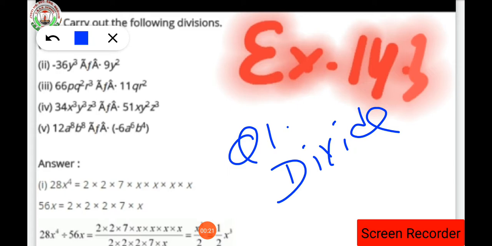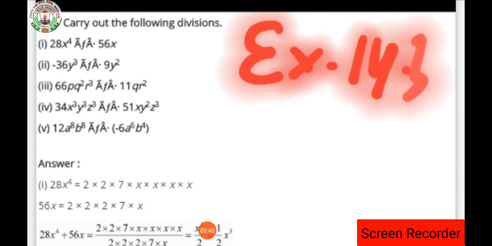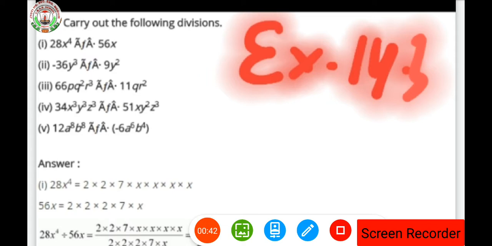How to divide the number? Suppose 4 is divided by 2. Then how to divide 4 by 2? 4 goes in the table of 2 how many times? 2 times. And 2 goes in the table of 4 how many times? 2 times. So in the same way we are going to divide the algebra part. In mathematics, algebra terms are also going to be divided.